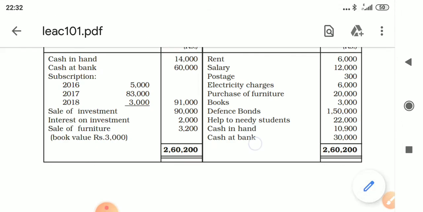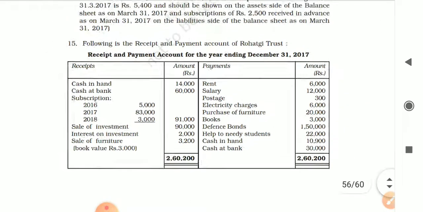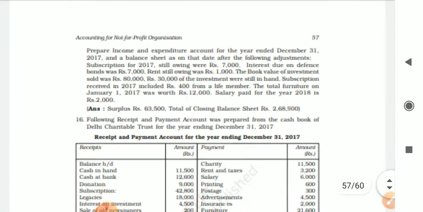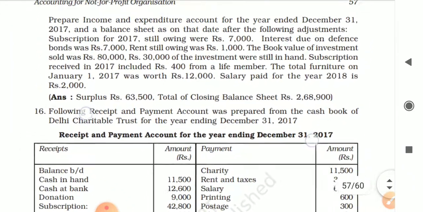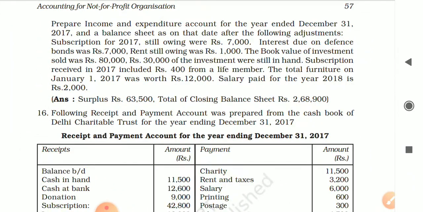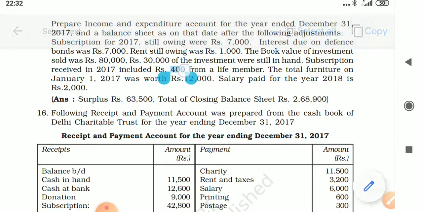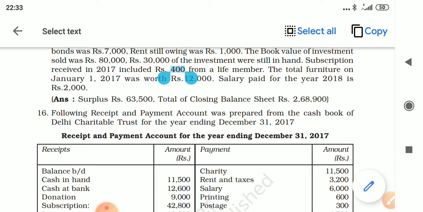Cash in hand, cash at bank will come in the closing balance sheet asset side. Coming to the adjustment. Subscription we have done. Interest due on defense bond over. Rent owing over. Investments over. Subscription 400 life membership fee. I told you it will be added with capital fund. Capital fund plus surplus plus life membership fee, or capital fund minus deficit plus life membership fee. Total furniture over, salary over.